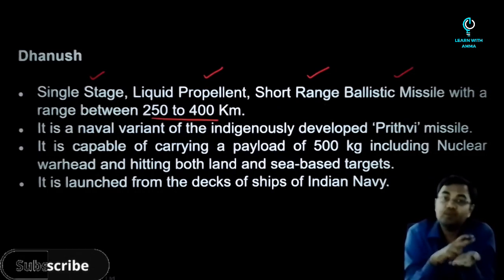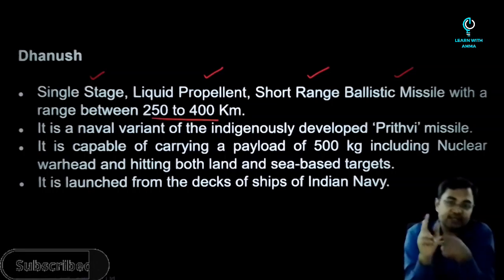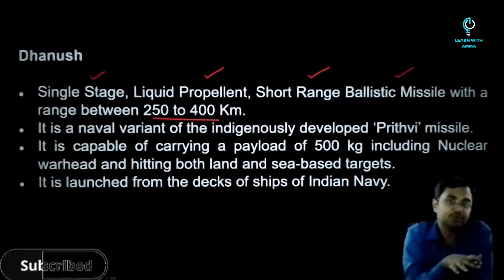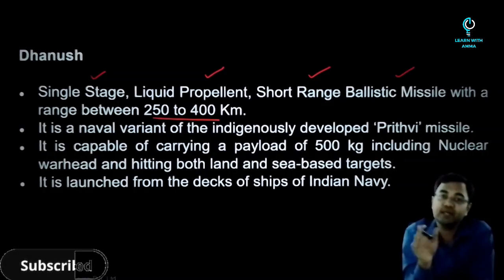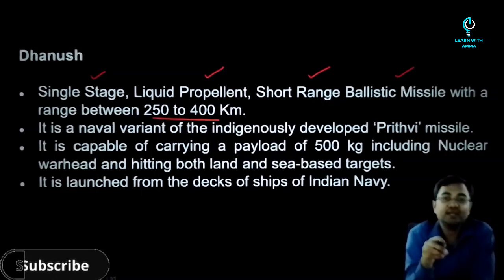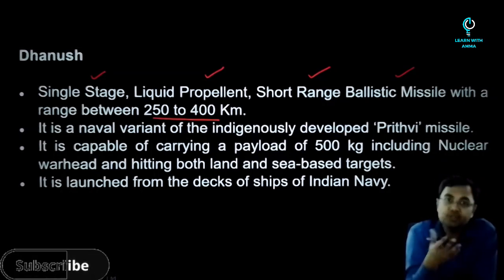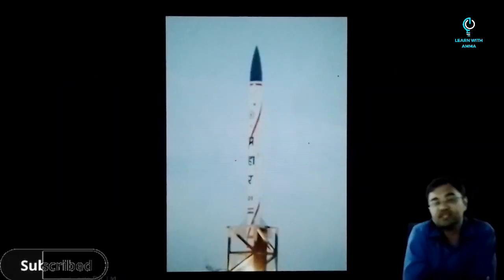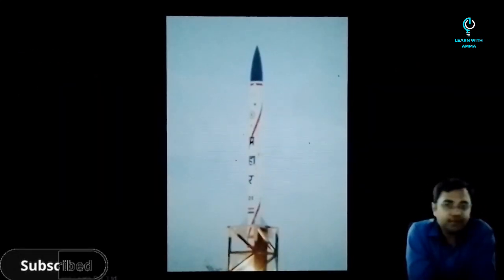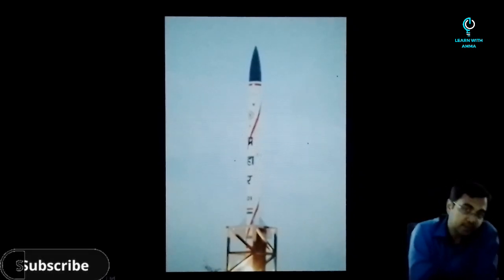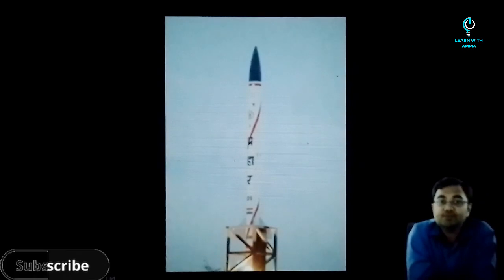Now, when we talk about Prithvi 3, what we saw was that the range was up to 350 kilometers. But when you look at Dhanush, the missiles have a range of up to 400 kilometers. So that's why we say that it's a better variant of Prithvi 3 missiles, that is the naval variant of Prithvi missile. Now, the next missile that you have is Prahar. And when we talk about the Prahar missiles, it is seen as a better variant of Prithvi 1 missile, and it is something which is going to replace Prithvi 1 missiles.